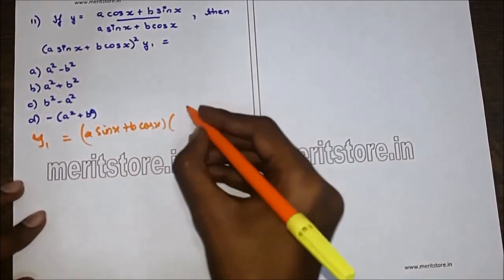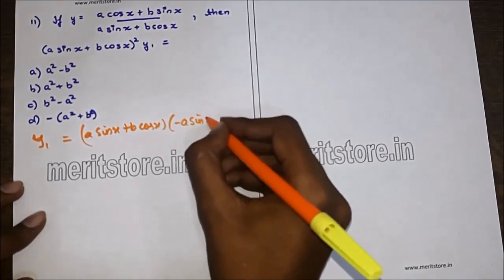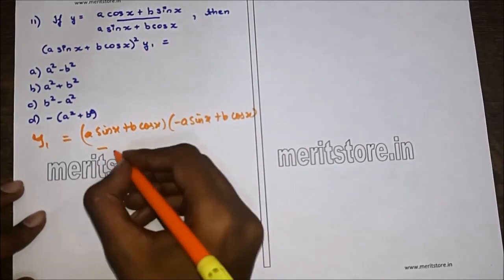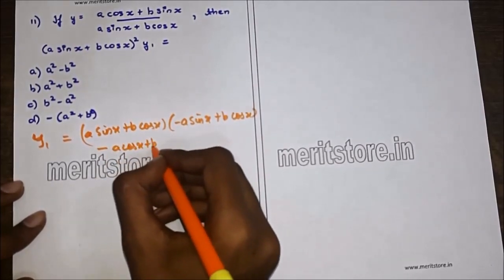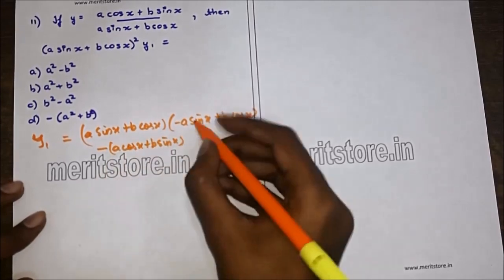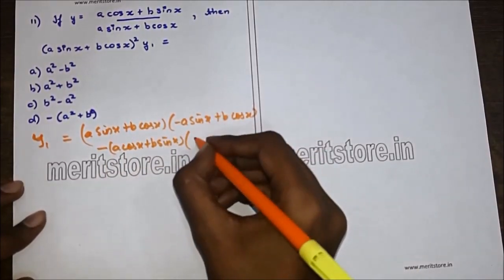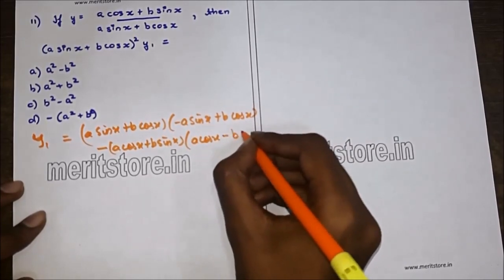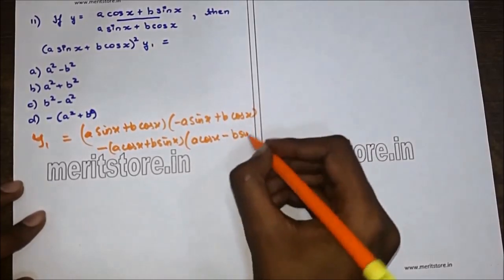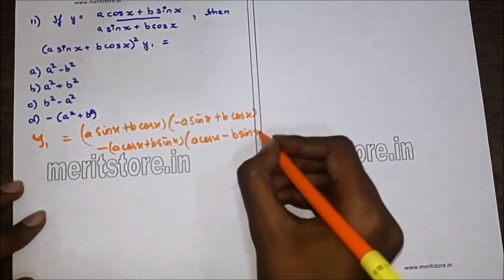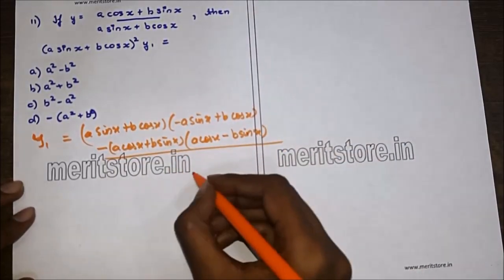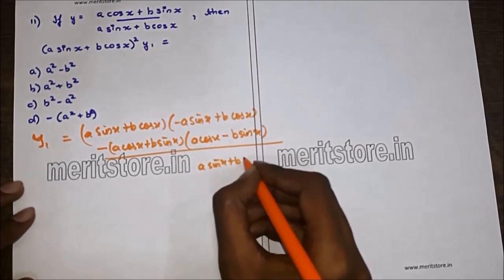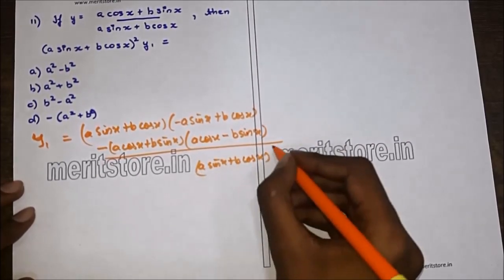so derivative of numerator is minus a sin x plus b cos x minus a cos x plus b sin x into a cos x minus b sin x upon (a sin x plus b cos x) the whole square.